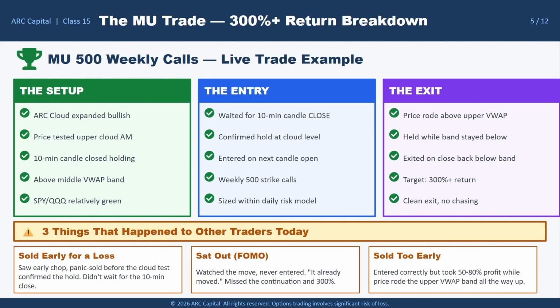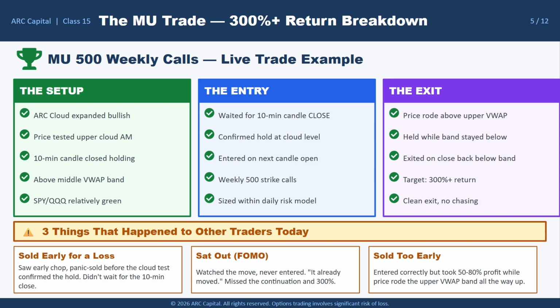I had three things that happened to other traders. Sold early for a loss. Sat out from FOMO: watched the move and never entered. It already moved, and they missed the continuation that ended up 300%. A lot of the time people sit out, even if we're up 80%, thinking it's too late. A lot of our runners end up running to 200, 300%. So it's not really too late, essentially. But you have to enter that trade with very proper risk management and enter at a precise cloud test.